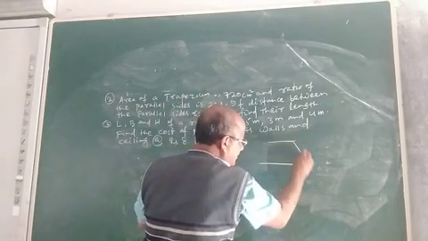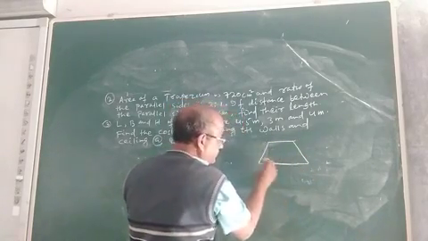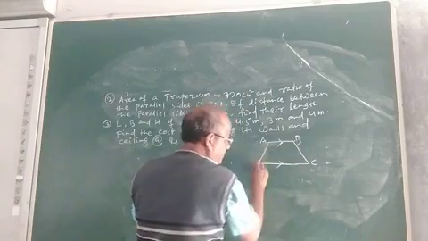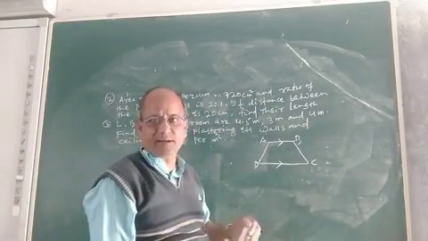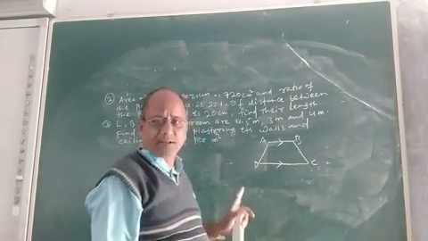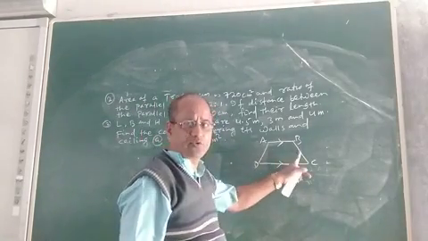See, this is a trapezium. Why is it a trapezium? Suppose we name it ABCD. ABCD is a trapezium. Why? Because it is a quadrilateral having one pair of opposite sides parallel. These two are parallel, these two are non-parallel.